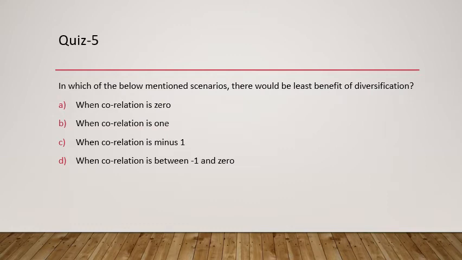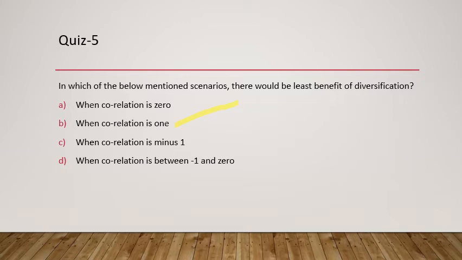In which of the below mentioned scenario there would be least benefit of diversification? So when you are working on the diversification principle as per portfolio theory, it is the correlation between two assets that counts. Okay, and when correlation is equal to 1, then both the assets will offer the least benefit of diversification, because both the assets are moving in the same direction, and that's why there wouldn't be benefit to the investors.